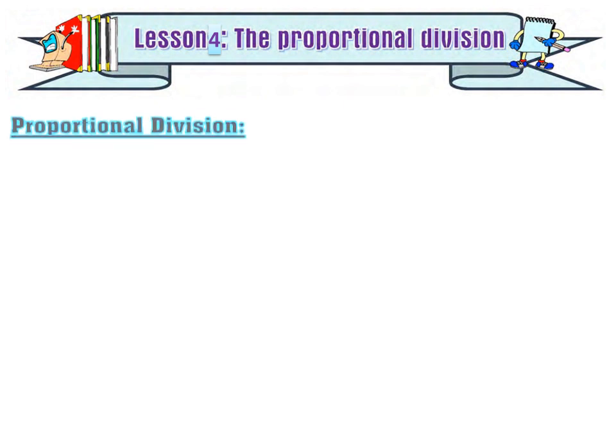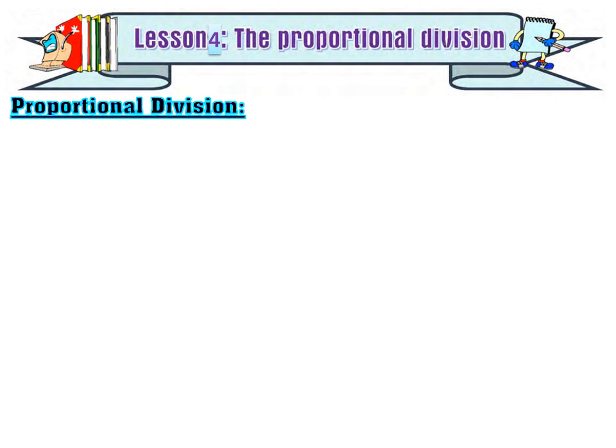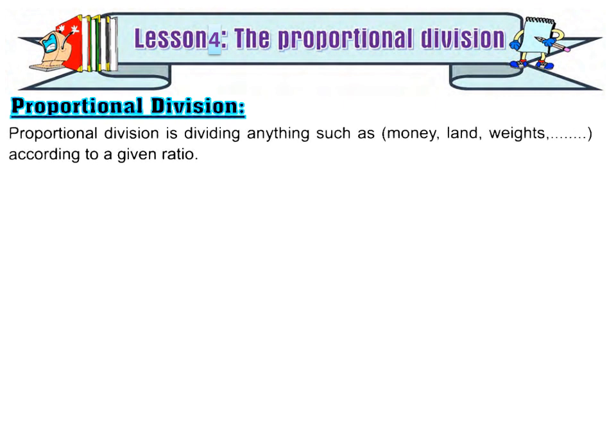Proportional division. Its definition is: a proportional division is dividing anything, suppose money, land, or weight, according to a given ratio. Suppose that he gave me a total money and he wanted me to divide the total money in ratio 2 to 3 or 4 to 5, or land or weight, okay?